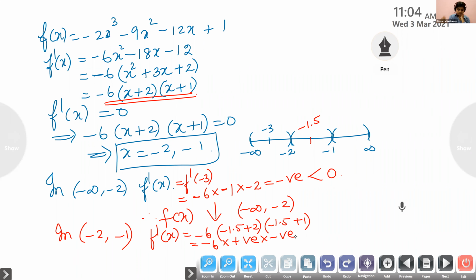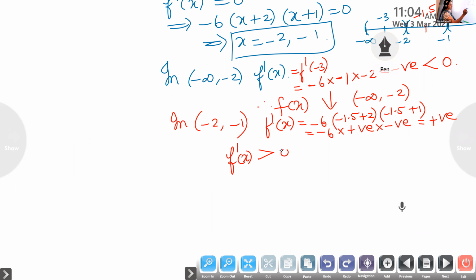Therefore, what we can say is positive, which is greater than 0. So f dash of x is greater than 0. So we can say f of x is increasing in the interval minus 2 to minus 1. It increases in the interval minus 2 to minus 1.